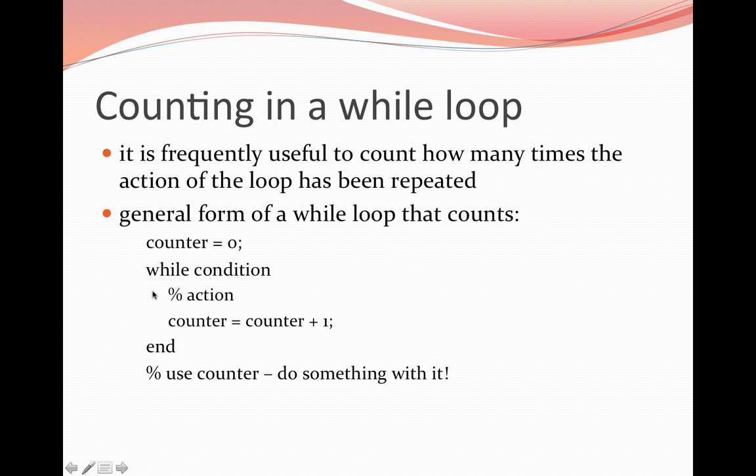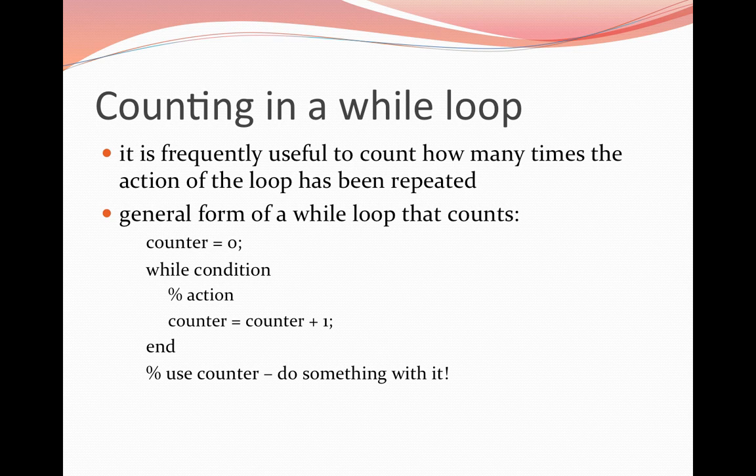So the while loop is used when ahead of time you don't know how many times you're going to repeat the action, but a lot of times you end up wanting to know that. And so if you want to know how many times you repeat the action, you have to count it yourself. So you have some kind of a counter, which you start at 0, and then somewhere in the action of the while loop, you add 1 to the counter. You increment the counter by 1.